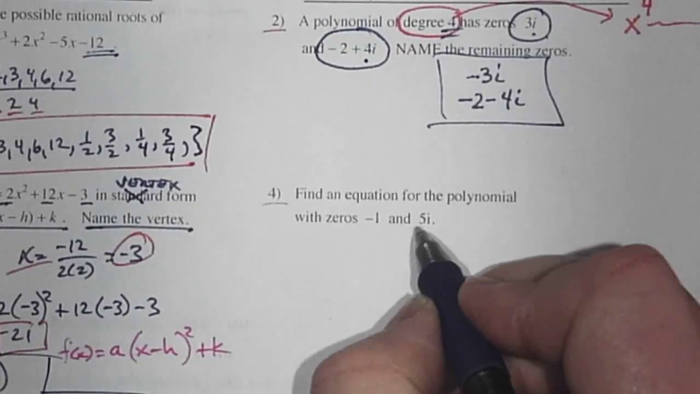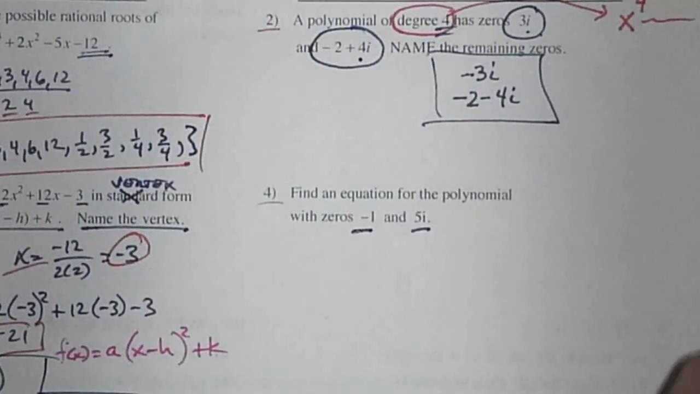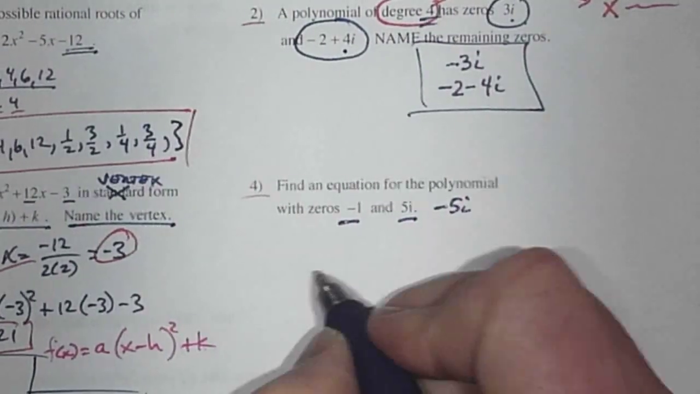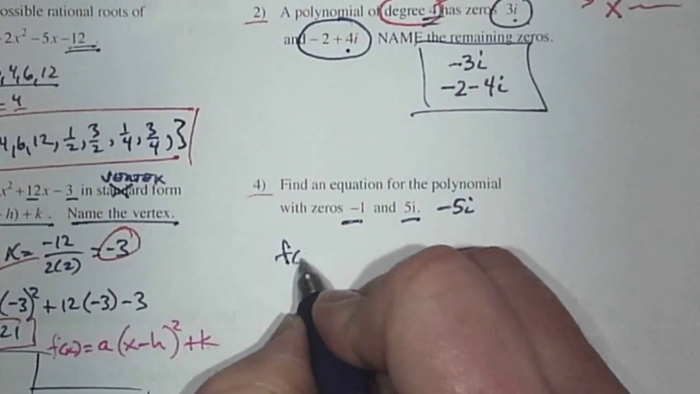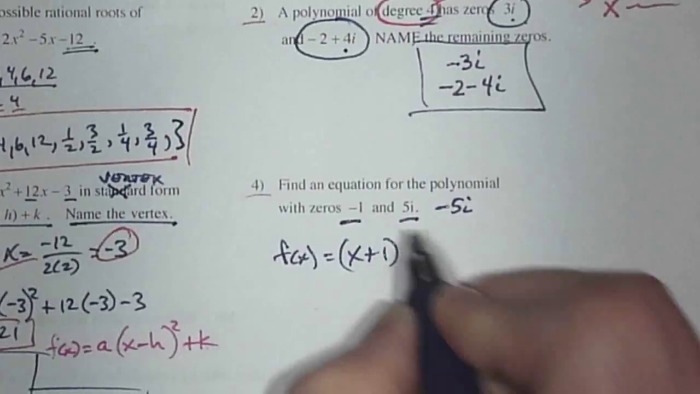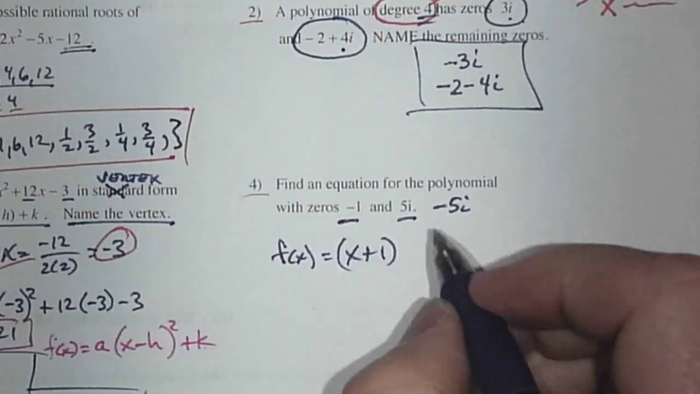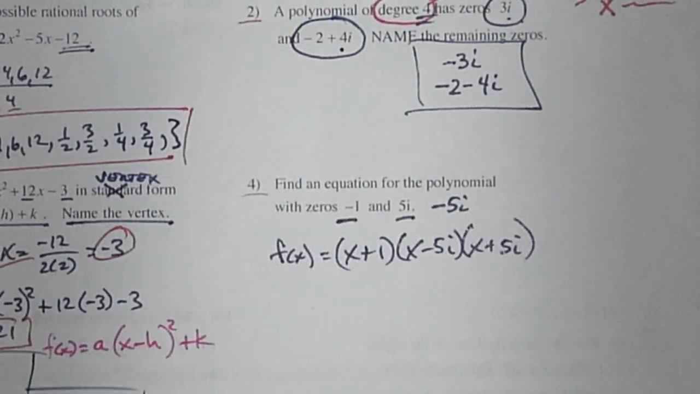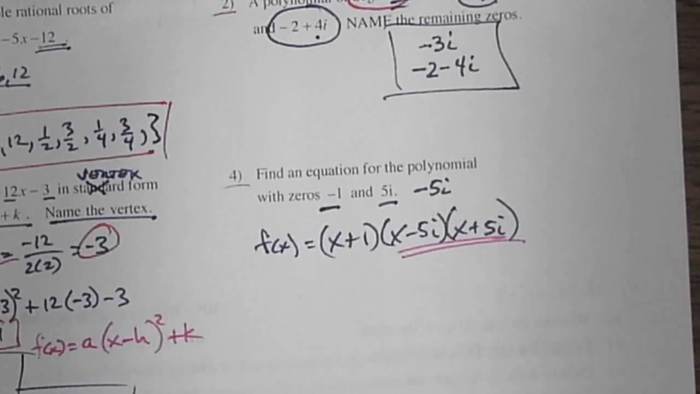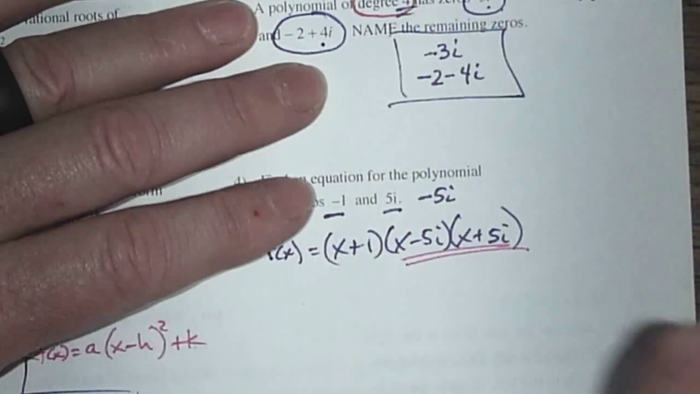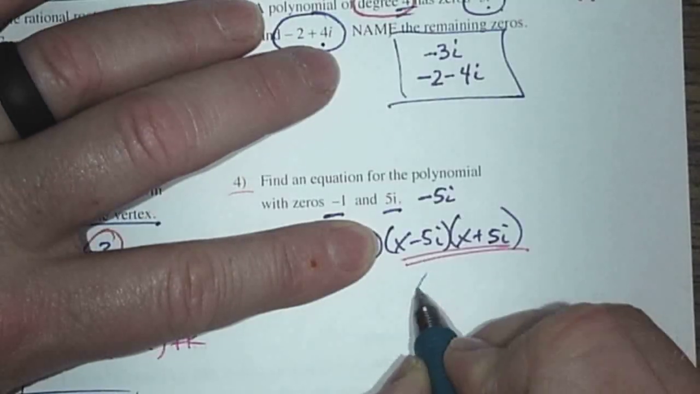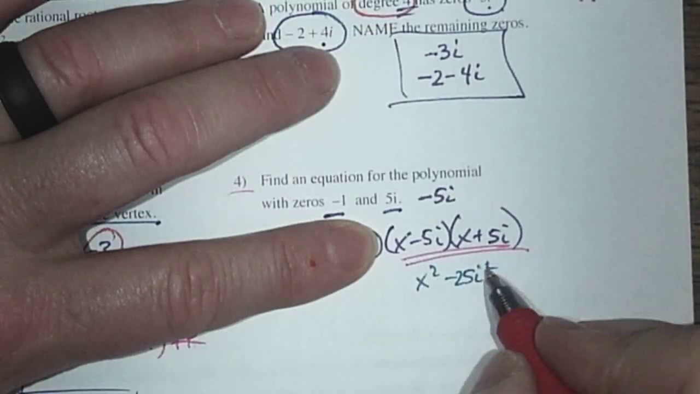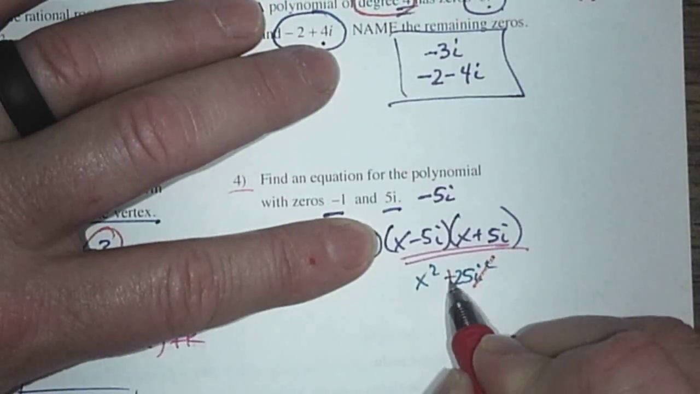All right, find an equation of a polynomial for zeros negative 1 and 5i. Well, first of all, if positive 5i is a zero, then negative 5i must also be. So we have x plus 1 for the negative 1. Don't give me positive 1, that's not an i. Then we have x minus 5i, x plus 5i. Now, it is inappropriate to leave the imaginary, so let's multiply that out and put it all together. So just here, this becomes x squared minus 25i squared, difference of squares. i squared is negative 1, so that's plus.